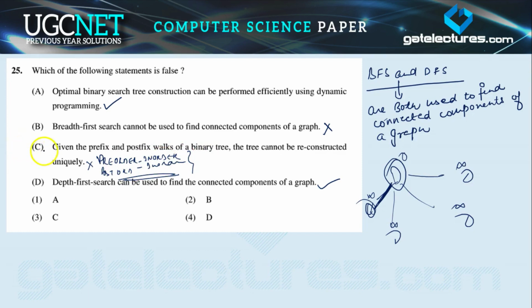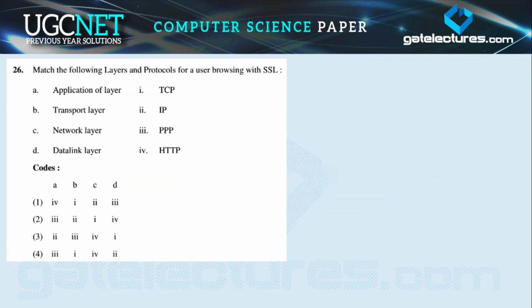So C is the wrong option. So the correct one is option 3rd. Now question number 26 is match the following layers and protocols for a user browsing with SSL.